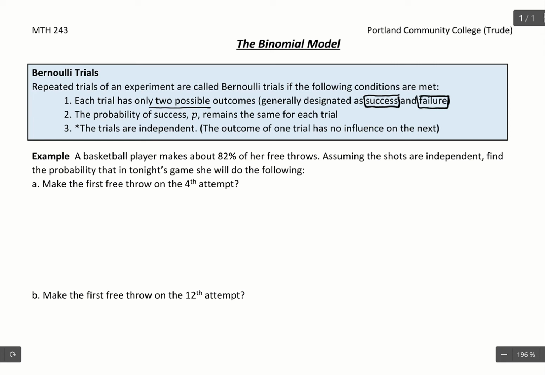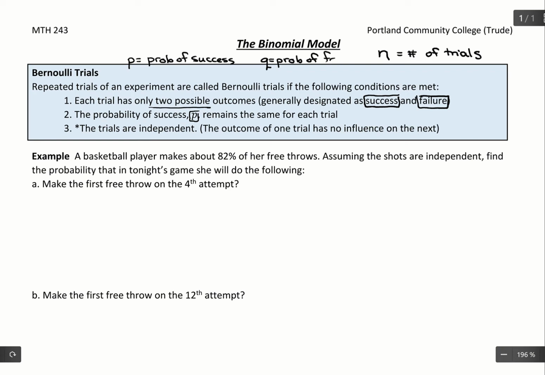So we're going to have these trials that occur, and our notation is we use the letter little n for the number of trials that occur. So the experiment that we're running is limited in terms of how many times we run the experiment. The probability of success, which we use the letter P for, remains the same for each trial. So this probability of success does not change. We use P for probability of success, and then we use Q for the probability of failure.